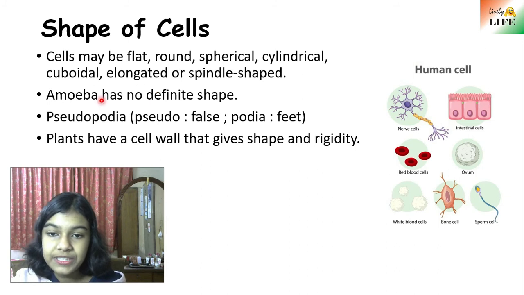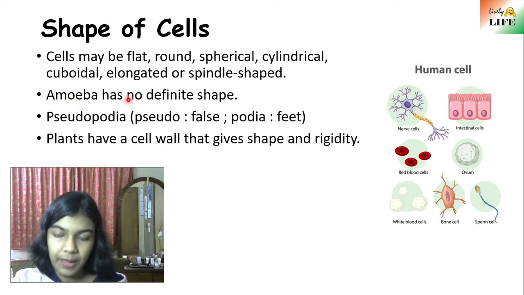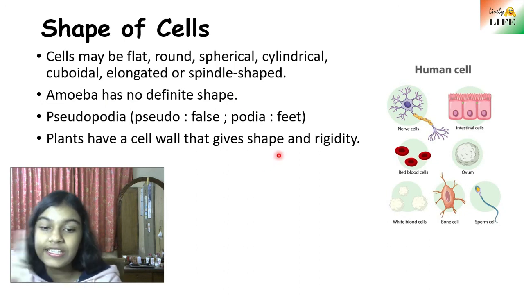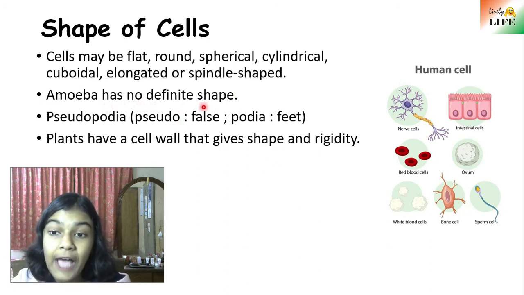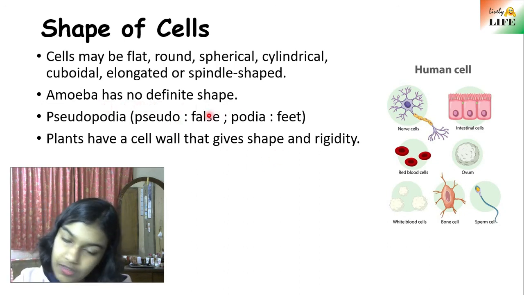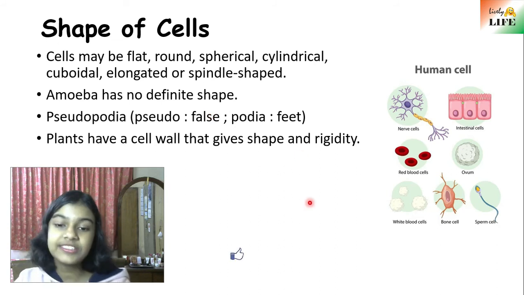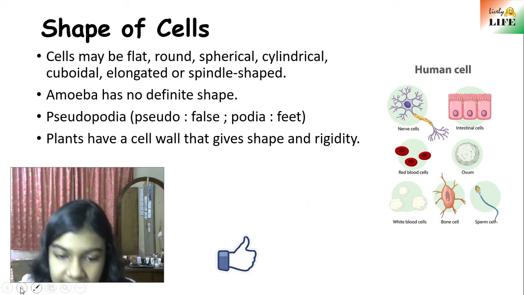Now what happens in others? For example, amoeba. Amoeba is a unicellular organism, right? Means one cell is one organism. So amoeba has no definite shape. Amoeba has no definite shape. It is irregular in shape. It looks something like this.